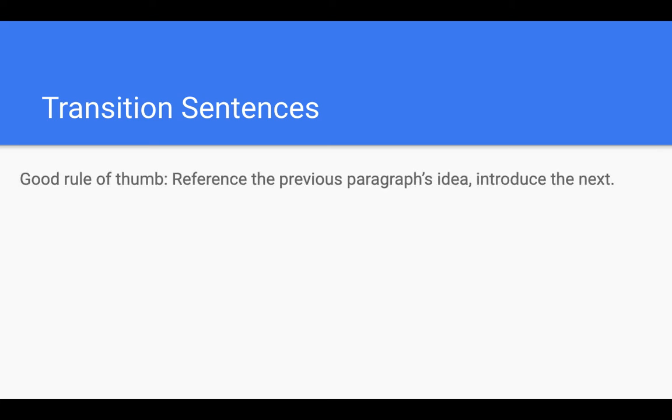A good rule of thumb for a transition sentence. Now, a transition sentence is the beginning sentence of every paragraph, okay? This is your topic sentence, which is already doing a lot of work, and we're going to put a little more work onto that topic sentence and ask it to transition for us. Now, a good rule of thumb for that first sentence of a paragraph is that it references the previous paragraph's idea and it introduces the next.